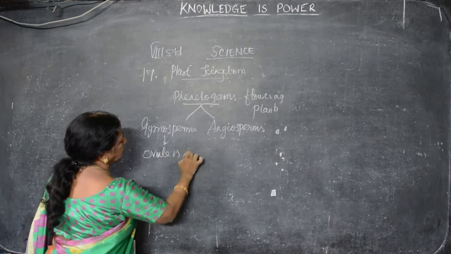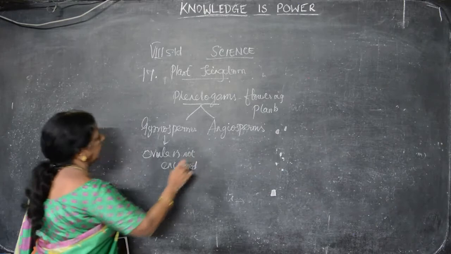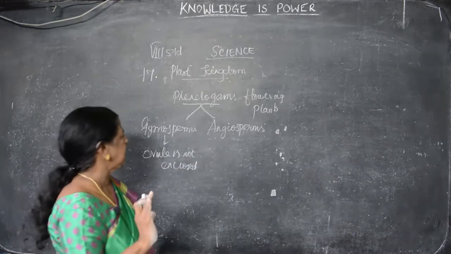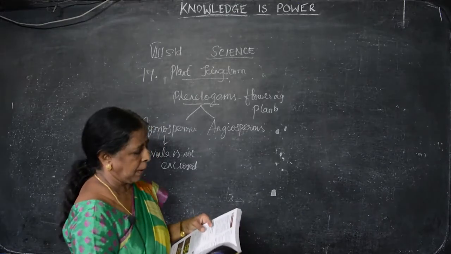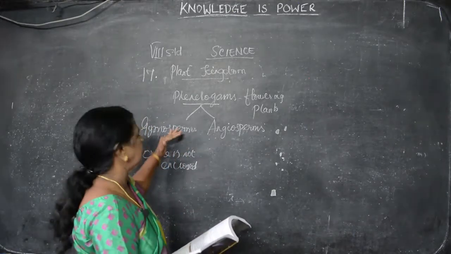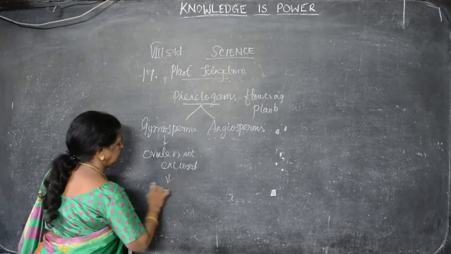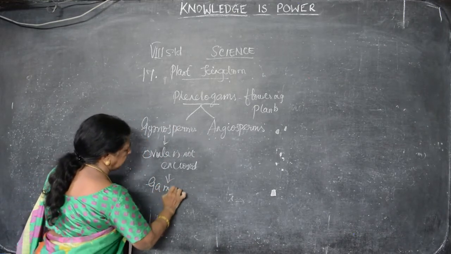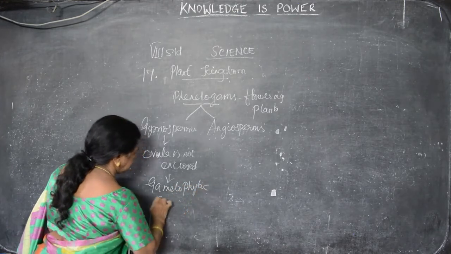It is not enclosed. Enclosed means there is a cover; here it is not protected. As soon as you open the fruit or something else, you can see the seeds. Here also there are two generations, gametophytic generation and sporophytic generation. The gymnosperm also has two generations to complete the life cycle.